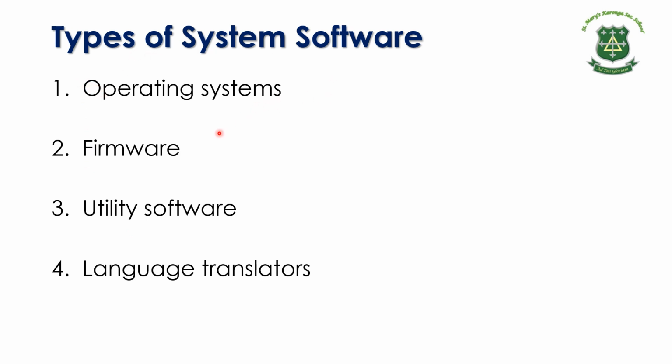We have looked at it, that the system software is there to coordinate the functionality of all the hardware components of the computer. So there are also types. There is not only one type of system software. There are so many. So here we are saying, number one, operating systems, firmware, utility software, and language translators. Here we are going to look at each one of these and what they do. So let us proceed.